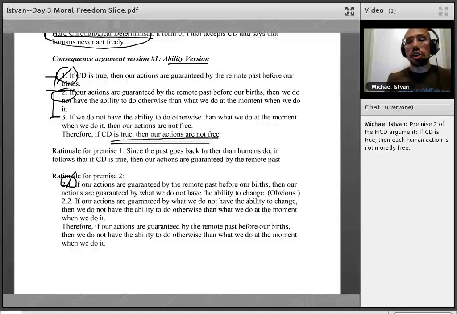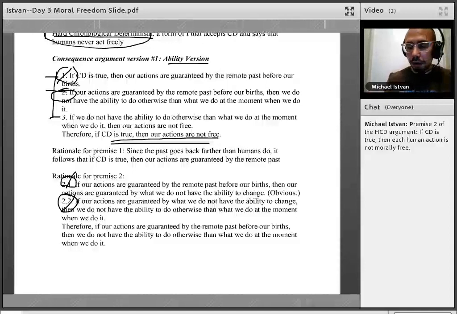So if our actions are guaranteed by what we don't have any power to change, then we don't have the power to do otherwise than what we do at the moment when we in fact do it. That seems pretty intuitive as well. But think about it. Why is 2.2 true?